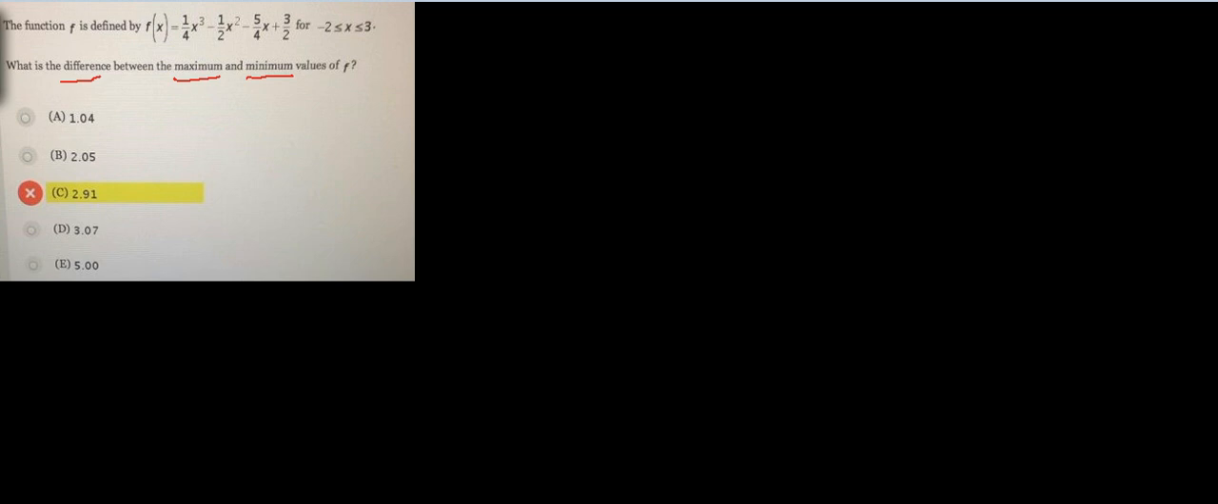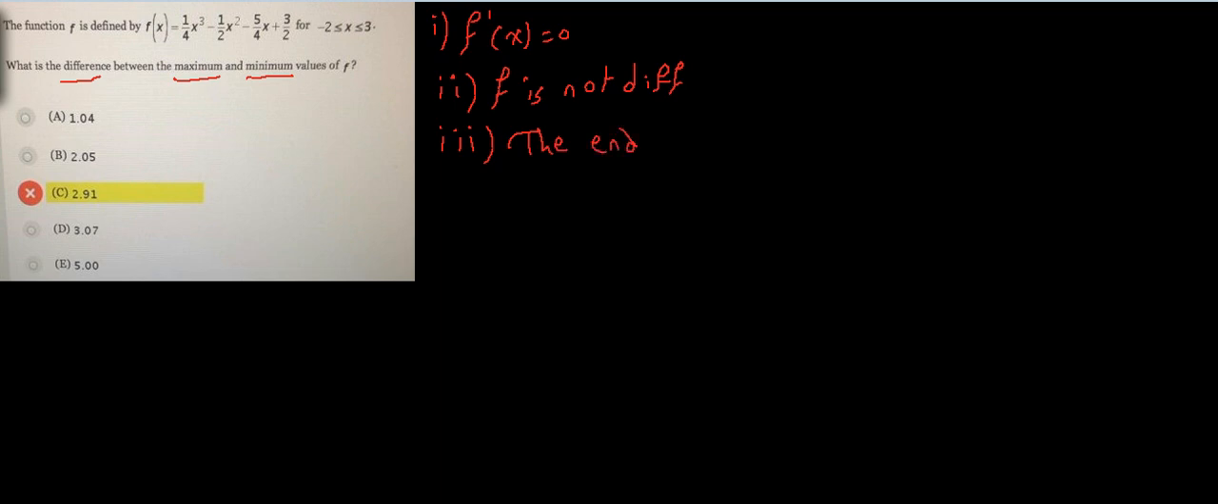How can we do that? How can we find the minimum and maximum value of f of x over this interval from minus 2 to 3 inclusive? We need to find three things. First, where the derivative of f equals 0. Second, where the function f is not differentiable, and we need to find the values at the endpoints of this function f. First, let's start with f prime.